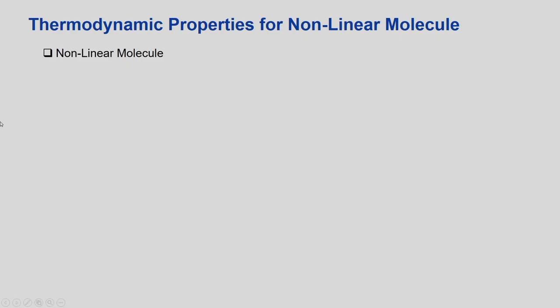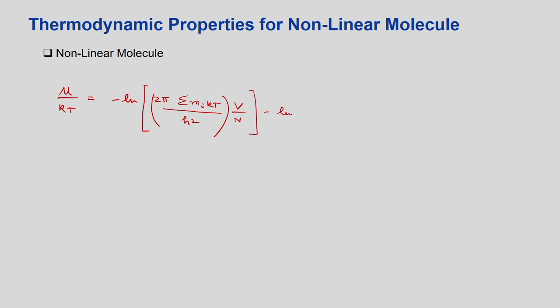Then we continue with the other properties, that is mu by kT, the chemical potential for a non-linear molecule. This will be equal to minus ln of the translational expression, 2 pi summation of mi kT by h square, times V by N, because you are doing it per molecule, where N is the Avogadro's number, times ln of root pi over sigma, T cube. Same expression, not much change.